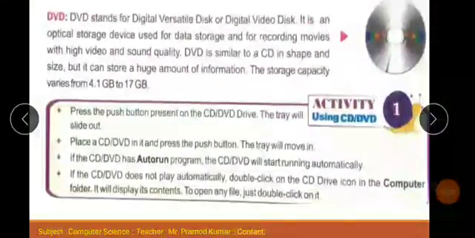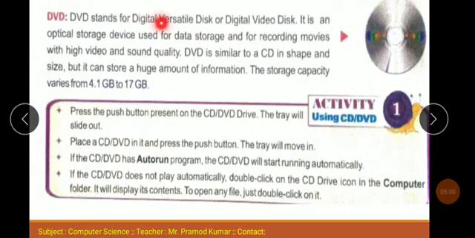Next one, the DVD. DVD stands for digital versatile disc or digital video disc. It is an optical storage device used for data storage and for recording movies with high video and sound quality. DVD is similar to a CD in shape and size, but it can store a huge amount of information. The storage capacity varies from 4.1 GB to 17 GB.